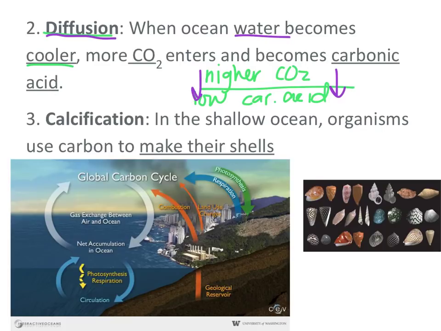The third one here, calcification, we're not going to add to our diagram, but it does occur in the shallow ocean when we have little critters that have shells on their back. They can remove that carbonic acid from the water and use it to make their homes.